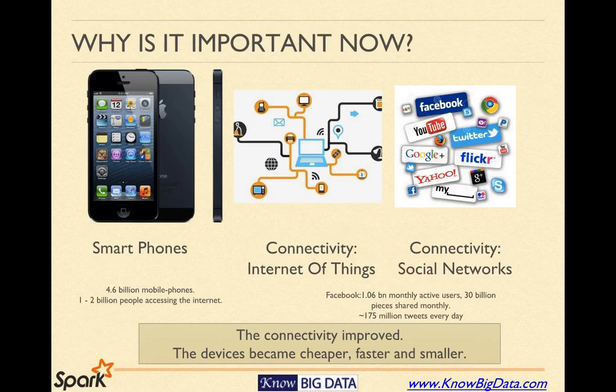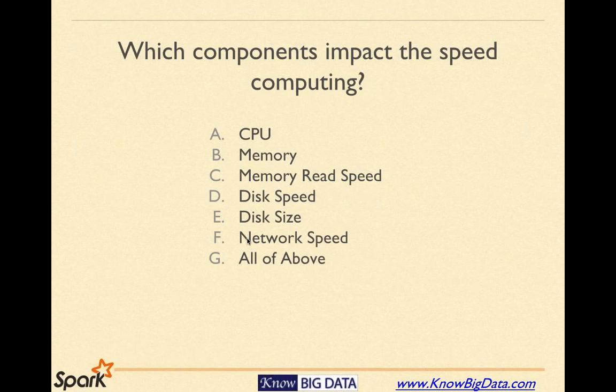So, when it comes to computing, what do you think are the components which impact the speed? Which components out of A to G impact the speed of computing? Anyone? CPU, memory read speed, disk size, network speed. What are the components which impact computing? All right, brilliant. We have got really great answers. Most of you have answered correctly. Yes, it's all of the above.